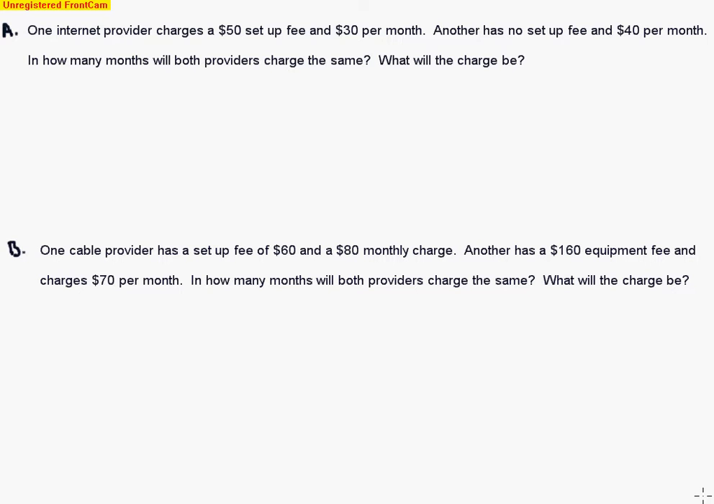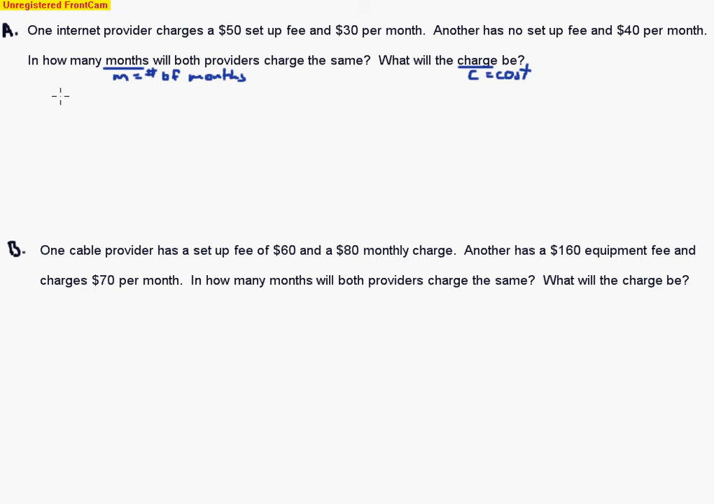So we got two unknowns here. One of those unknowns is months. So what I'm going to do is assign some variables. It asks how many months, so that's going to be M. And then what's the other part? Well, it's the charge, the cost. I'm going to call C the cost or the charge, and M is the number of months. So we're going to use those variables to write an equation.